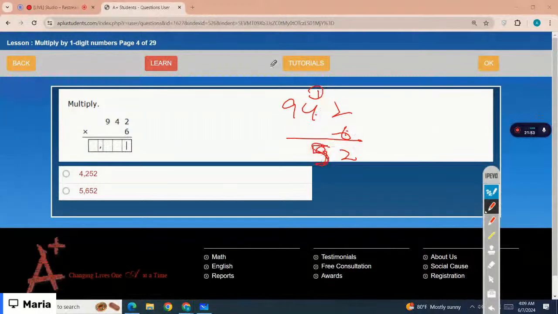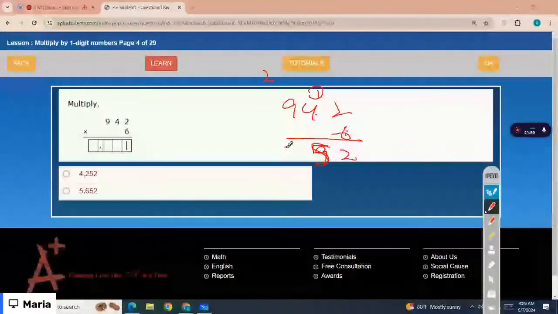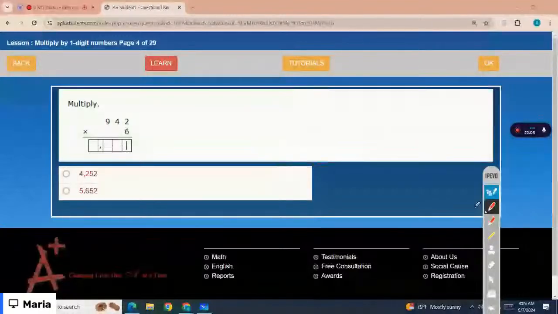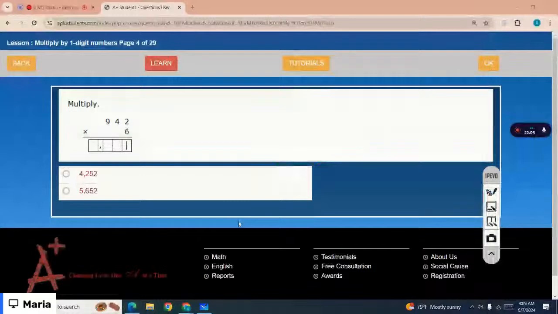You have 5 here and 2 carry. 6 times 9 is 54 and 2 is 56. That is 5652. Option number 2 is the correct option. You can take your time, solve, and then answer.